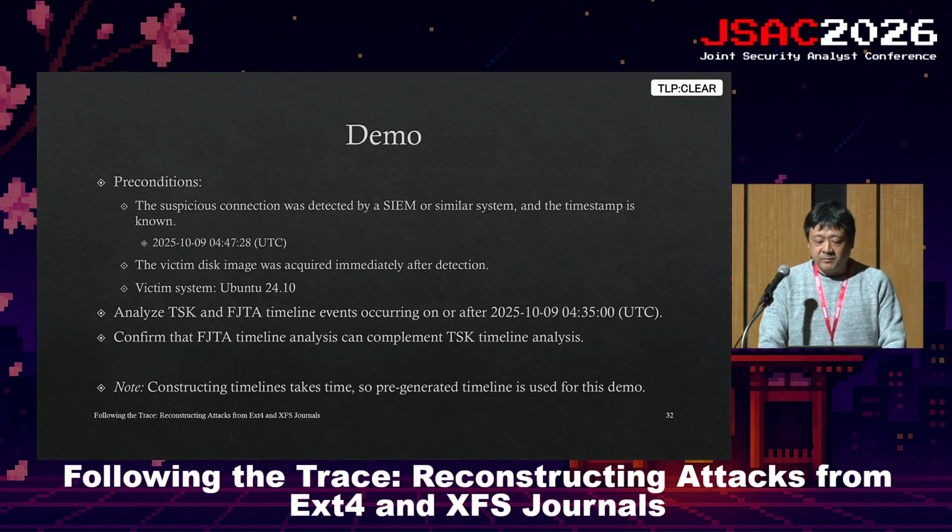Now, what I would like to do is some demos. The assumption is that the system compromise was detected by a SIEM, and the timestamp is known to be October 9th, 2025, 4:47:28. This demo analyzes TSK and FJTA timeline events occurring on or after October 9th, 2025, 4:35:00. Finally, the demo confirms that FJTA timeline analysis can complement TSK timeline analysis.